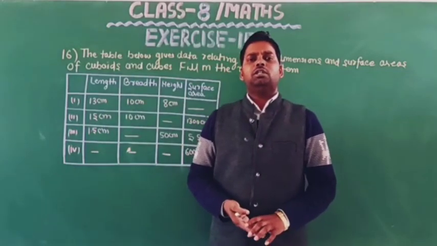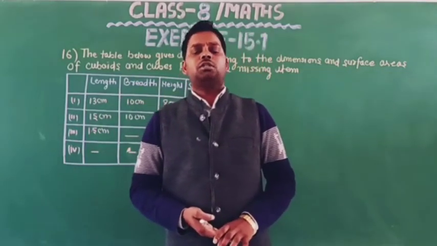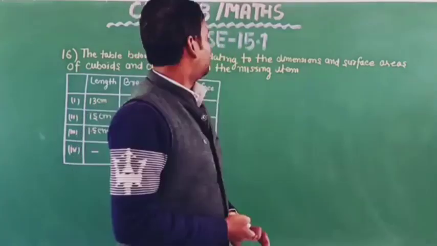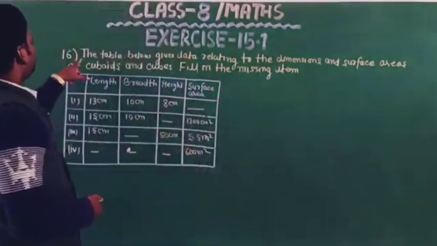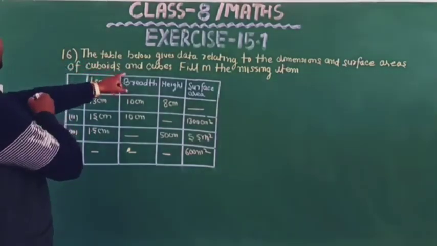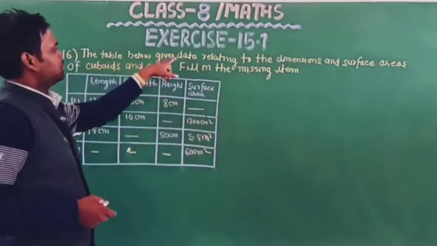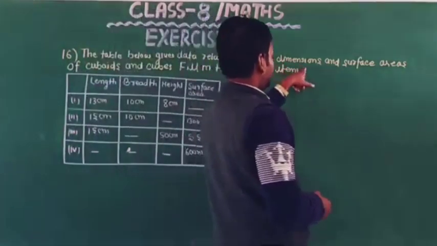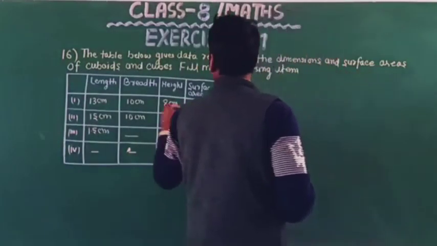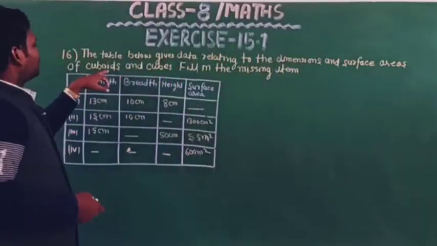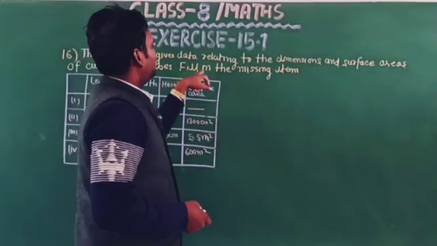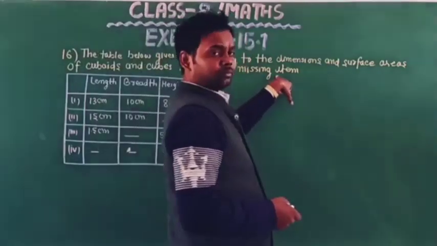Hello student, in this video I will solve exercise 15.1 onward, question number 16. In this question it has been said that the table below gives the data relating to the dimensions and surface areas of cuboids and cubes. Fill in the missing item.